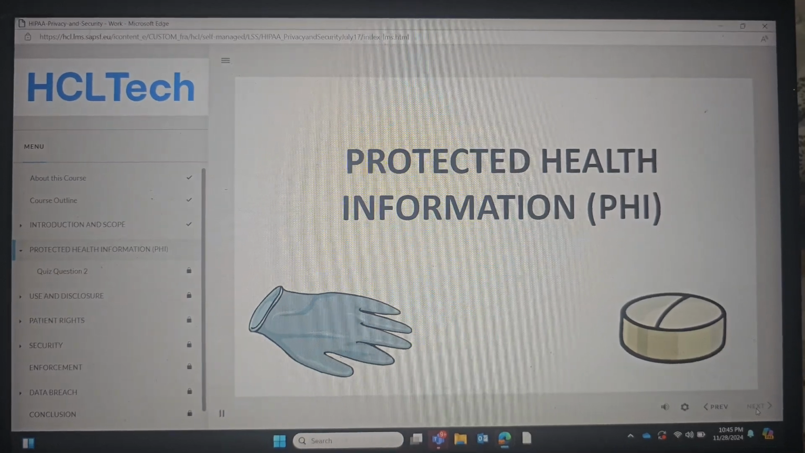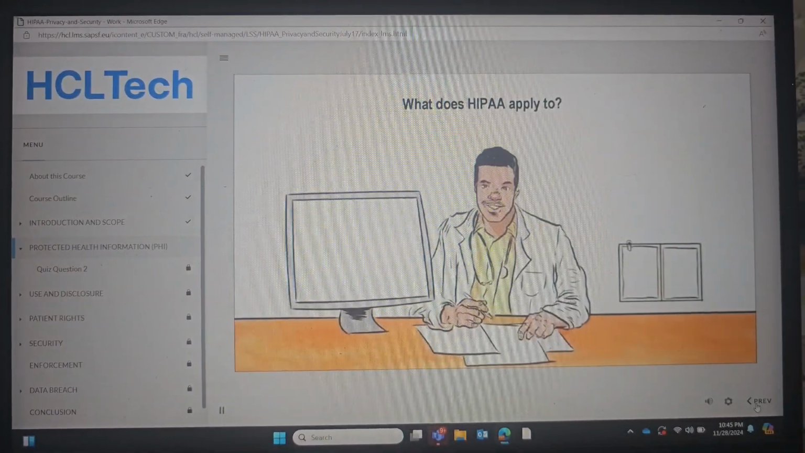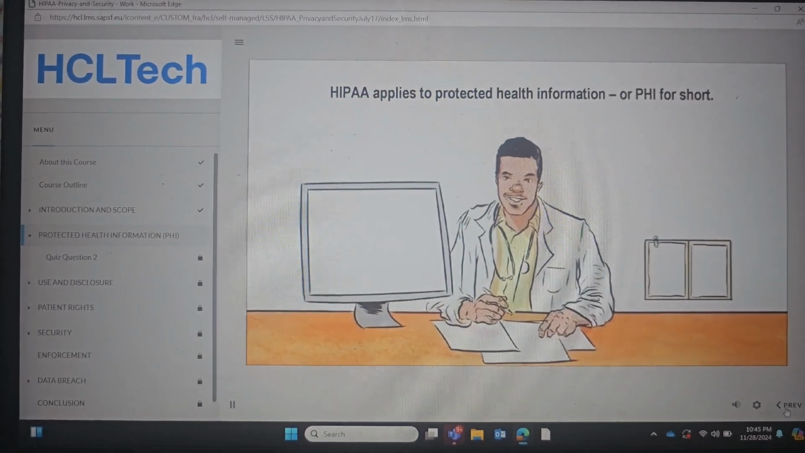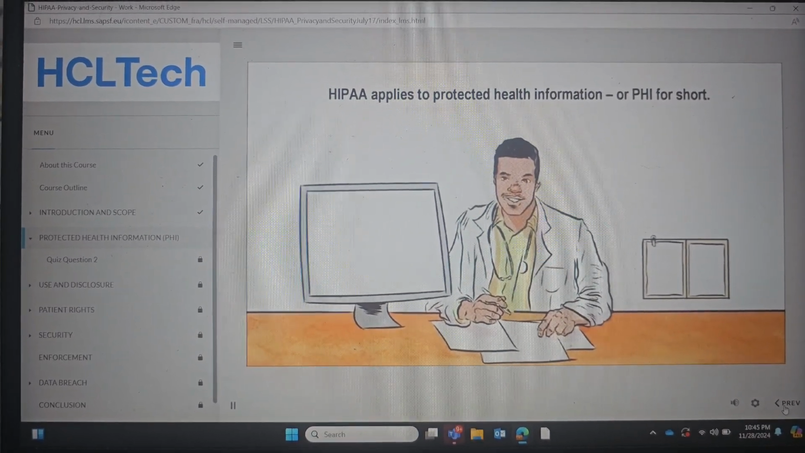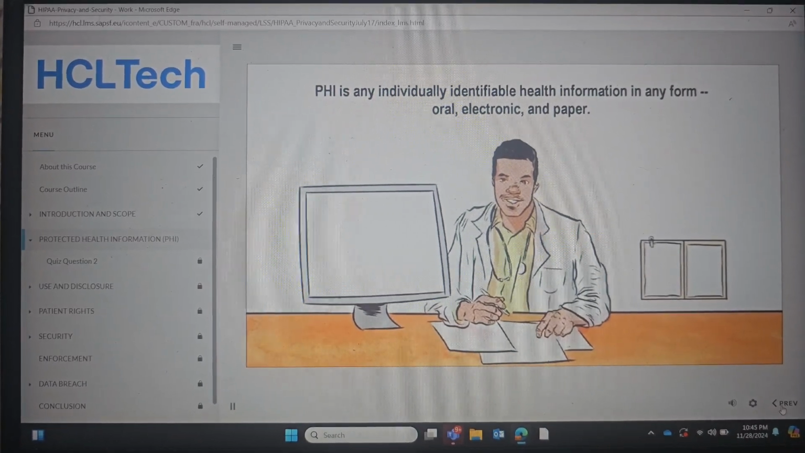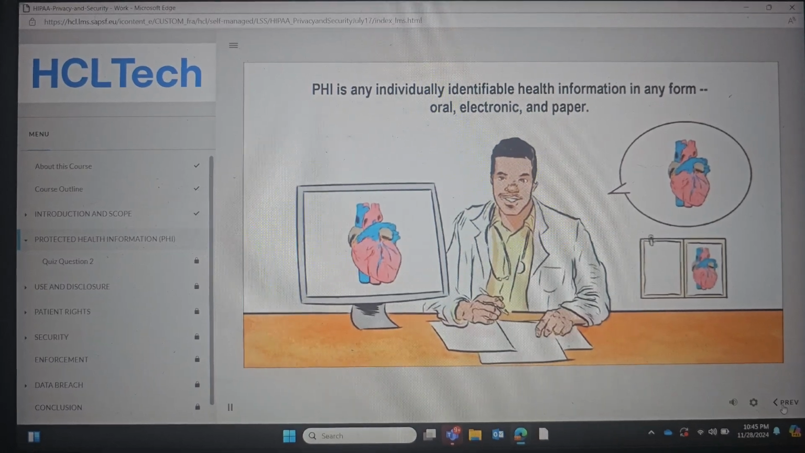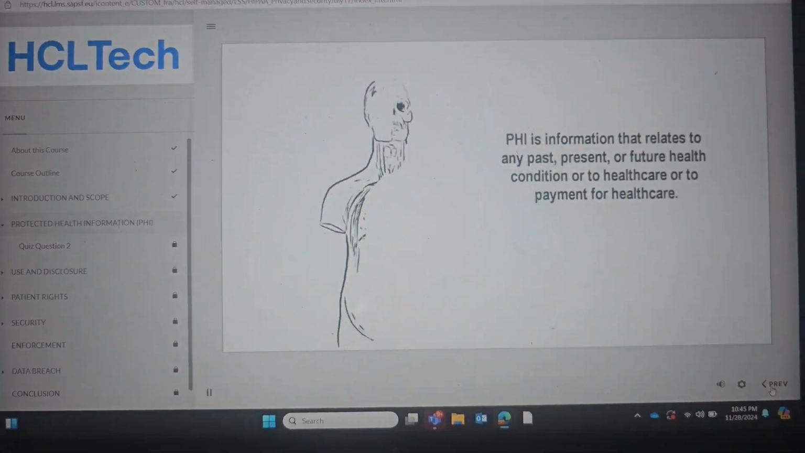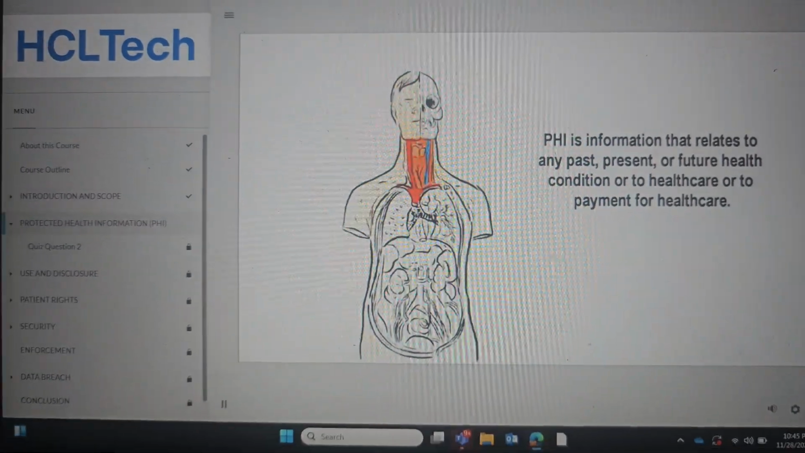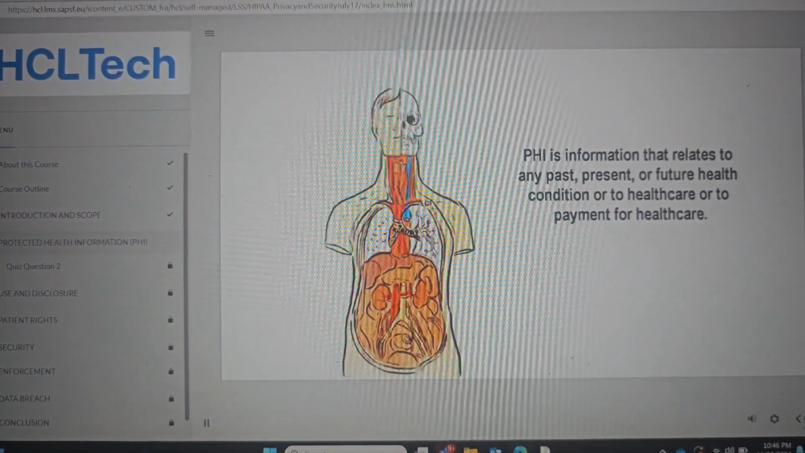Protected Health Information, PHI. What does HIPAA apply to? HIPAA applies to Protected Health Information, or PHI for short. PHI is any individually identifiable health information in any form, oral, electronic, and paper. PHI is information that relates to any past, present, or future health condition, or to healthcare, or to payment for healthcare.